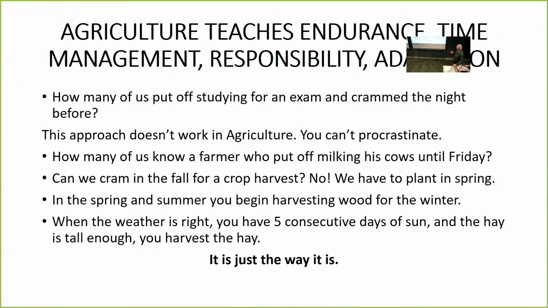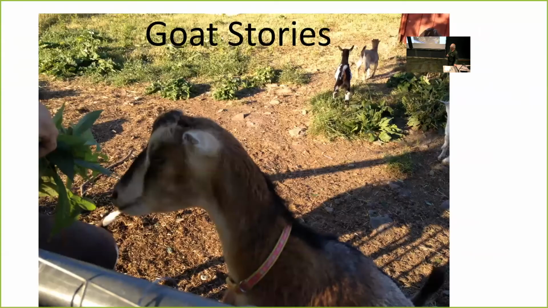Can we cram in the fall for a crop harvest? No, we have to plant in the spring. In the spring and the summer, you begin harvesting wood for the winter. When the weather is right, or you have 5 consecutive days of sun, and the hay is tall enough to harvest, that's the time you harvest hay. So your life is basically controlled by your climate and your weather. You can't always have it the way you want it, and you learn that very quickly.